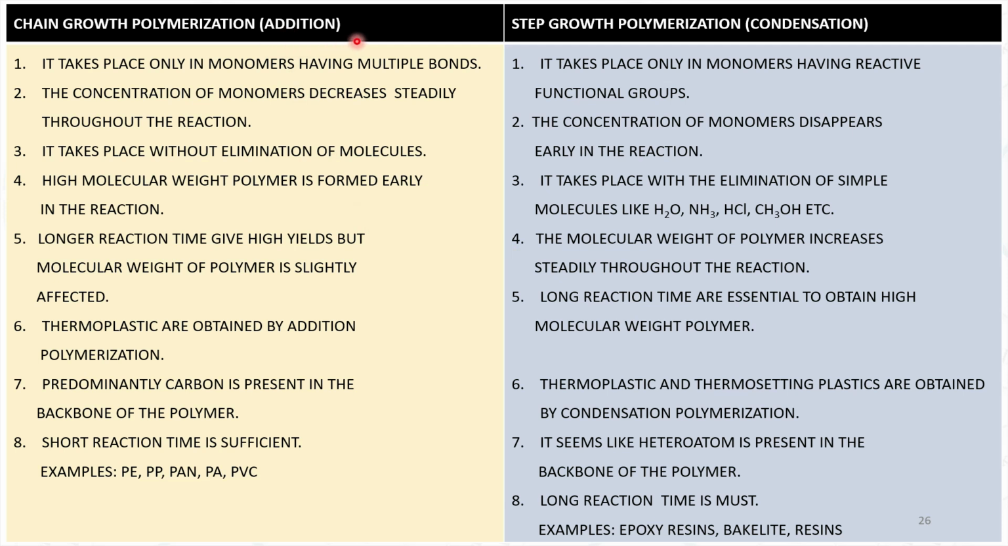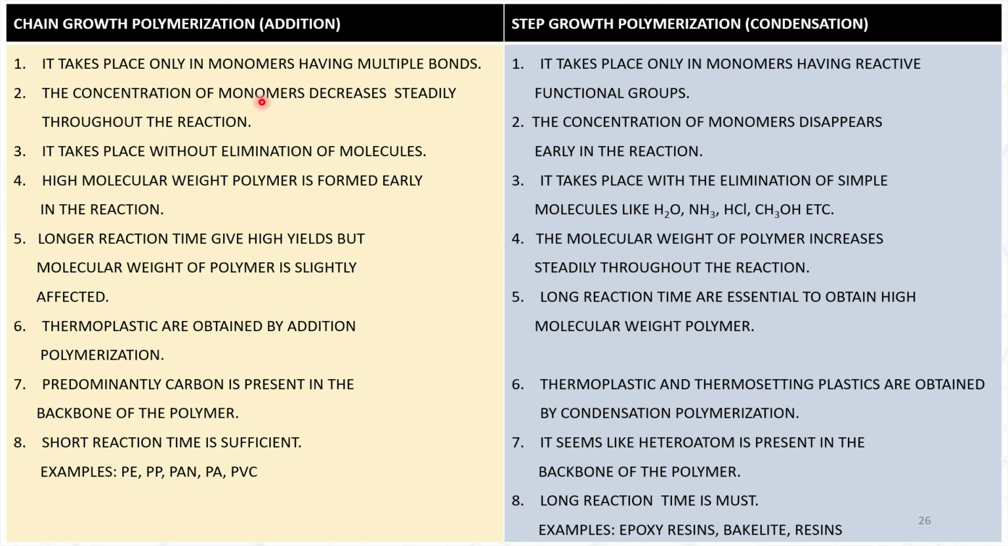In the addition or chain growth polymerization, it takes place only in monomers having a multiple bond, carbon double bond carbon, basically your vinyl family. The vinyl family polymers are produced by addition polymerization. That means a carbon double bond carbon or carbon triple bond carbon should be there. But in the step growth or condensation polymerization, you need monomers which have active functional groups, as you have seen earlier with the diol I was using. And the concentration of the monomer decreases steadily throughout the reaction.